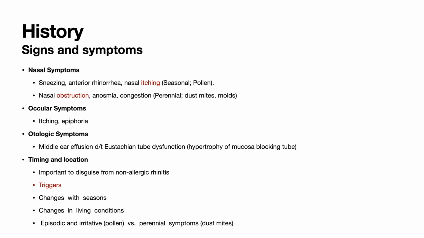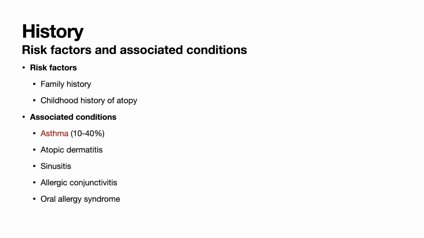is important to ask about timing and location of symptoms like triggers, changes in living conditions, changes with season that can point towards a diagnosis of allergic rhinitis. It is important to also ask about risk factors. Is there a family history of allergic rhinitis or a childhood history of atopic diseases such as eczema, asthma, food allergies? Ask about associated conditions, as these may be common, such as asthma, sinusitis, etc.